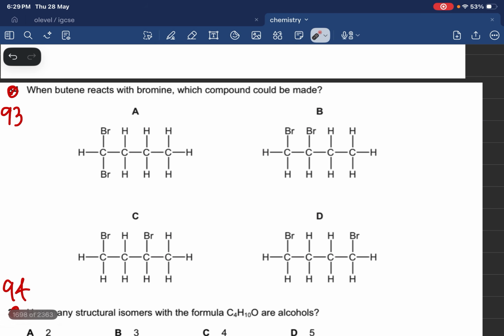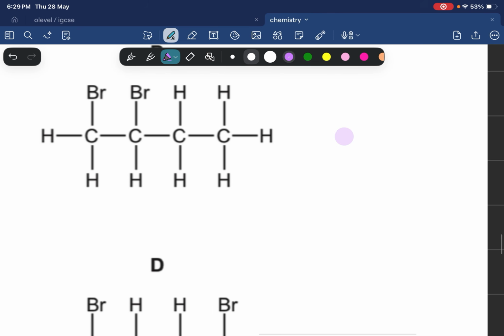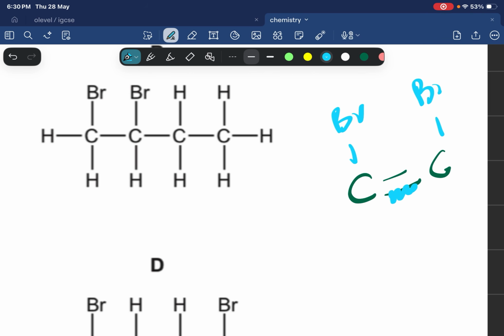Butene reacts with bromine. Which compound could be made? Again, a brilliant question. Always remember, whenever you have a carbon-carbon double bond, something like this, you break this bond. 1 bromine attaches here, 1 bromine attaches here.